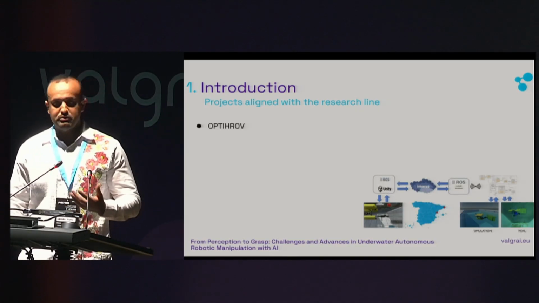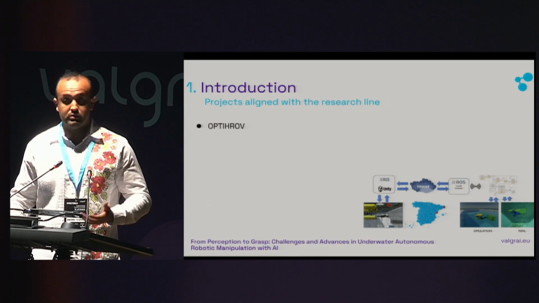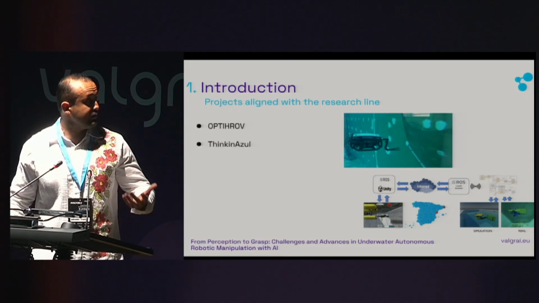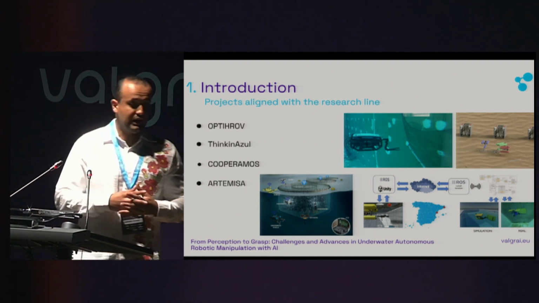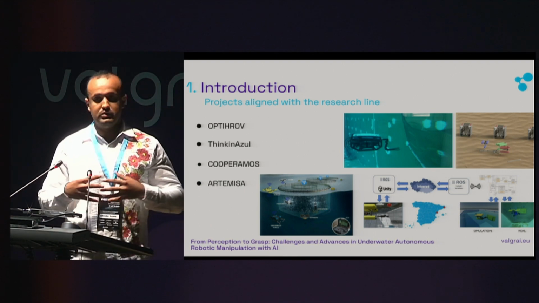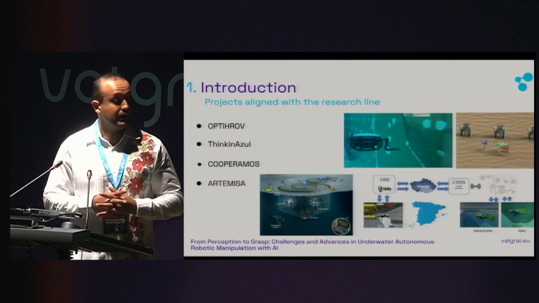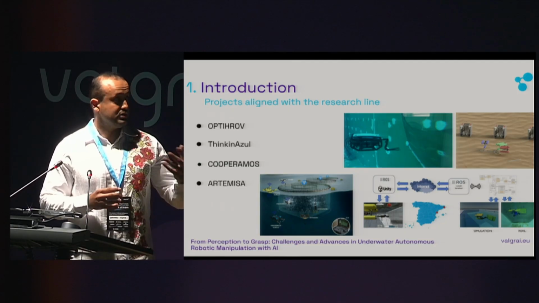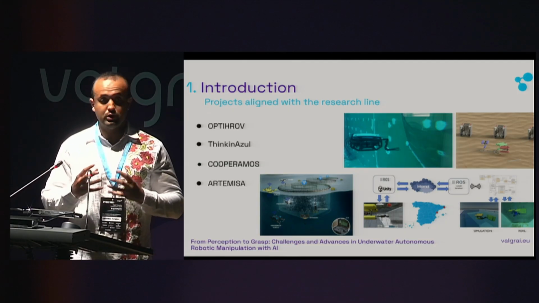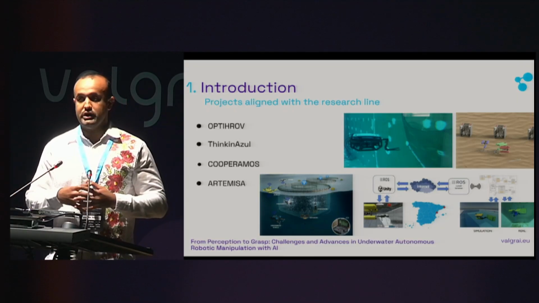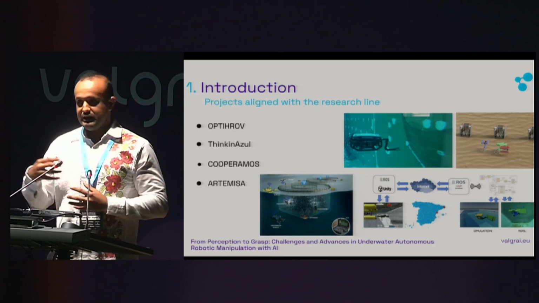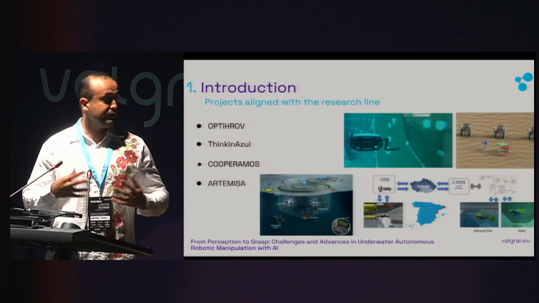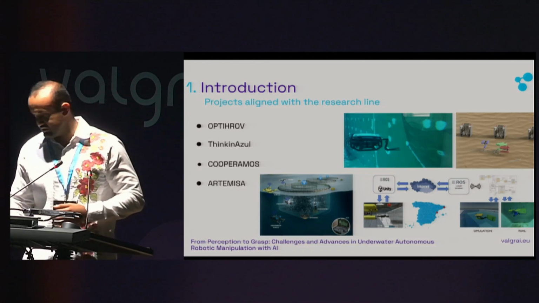So these are some of the projects that we are working on in our research lab: the OptiRob, the Thinking Azul, the Cooperamos, and the Artemisa. Most of these projects are based on the communications architecture and also on embedding these robots with artificial intelligence, trying to make the robot intelligent in order to take real-time decisions and perform some specific tasks.